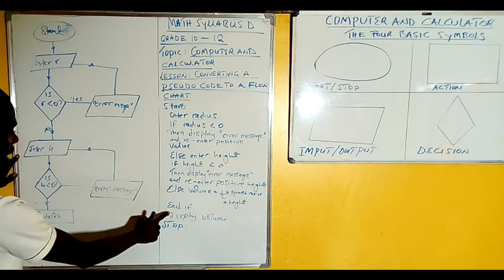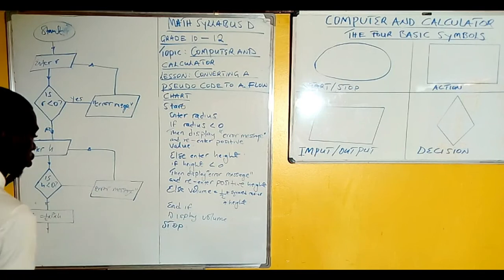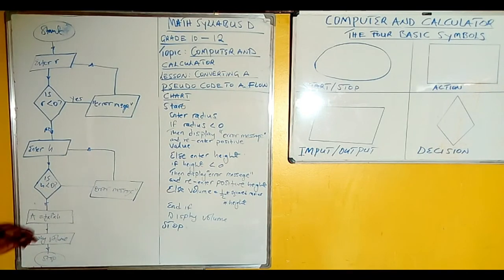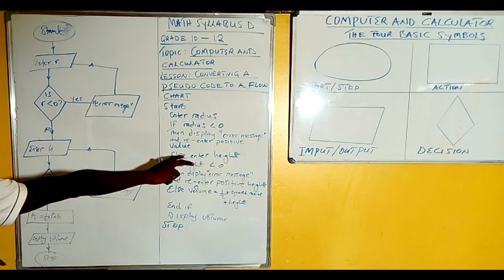Now, the other thing says and display volume. So display, we already know what the display is. It is like that. So when you display now, you can write the words display volume or just write volume. So display volume and then stop. From there you are expected to stop. Now the stop button is the oval. So we have successfully converted from this pseudocode into a flowchart. So this is the flowchart and that is the pseudocode.